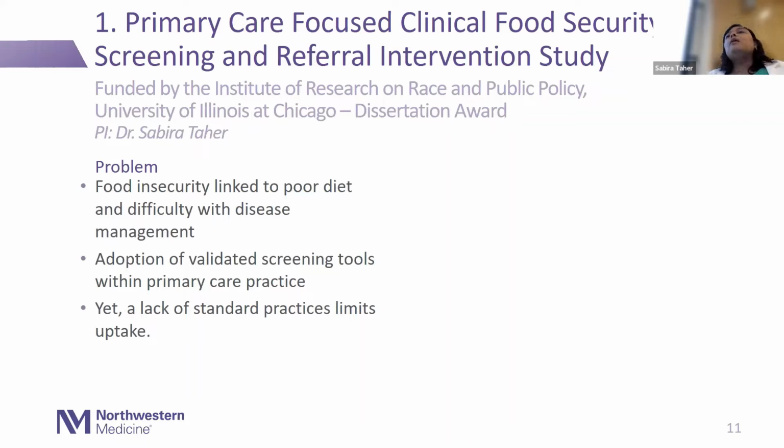And so healthcare experts have really promoted the adoption of validated screening tools within primary care practice to identify food insecure individuals and to refer them to federal benefits such as the SNAP program or local food pantries. Yet a lack of standard practices limits the uptake of these screening interventions.